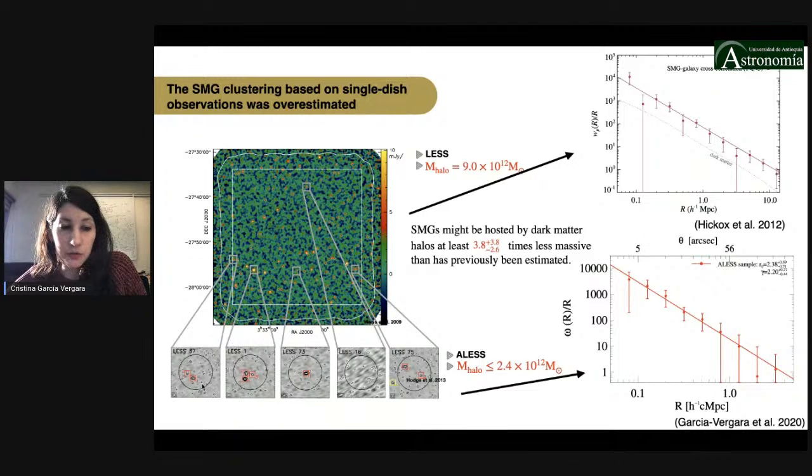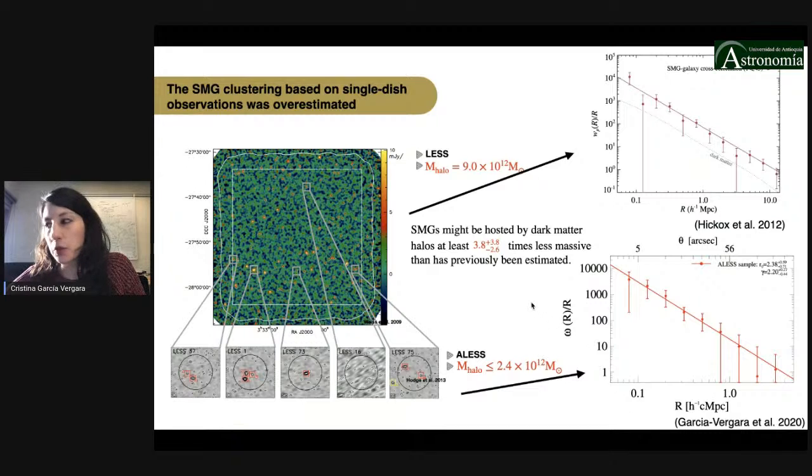Then using this new information with more precise positions and also using some redshifts for these galaxies, I was working this year on the measurement of the clustering of submillimeter galaxies, and we actually found that the clustering was previously strongly overestimated, just because of this effect of blending and resolution. We are actually computing halo masses which are almost 4 times less massive than previous estimations. This is just a recent result.